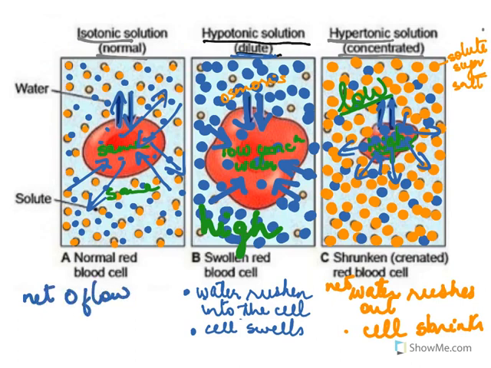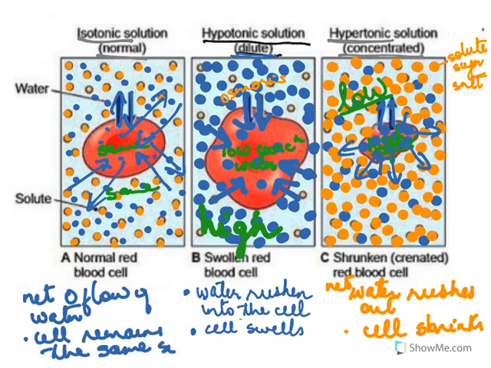So there is a net zero flow of water, and the cell remains the same. There is no increase or decrease in size.